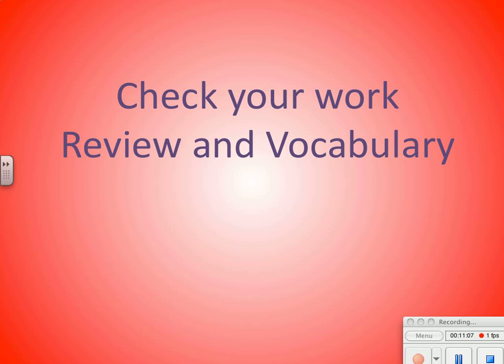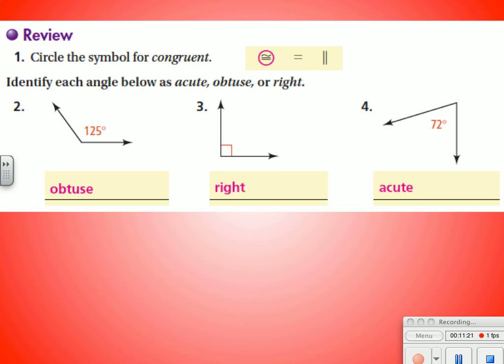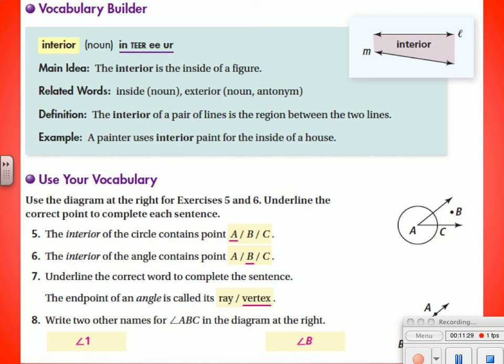So now we're going to check your work. I need you to go back and check your work for the review and vocabulary. I'm not going to pause this time for this particular section. Hopefully you did this prior to starting the video. So here are the answers for the vocabulary. Congruent symbol is circled. We have an obtuse angle, a right angle, and an acute angle. If you need to get those, you should have paused back there. I guess you're going to have to go backwards.